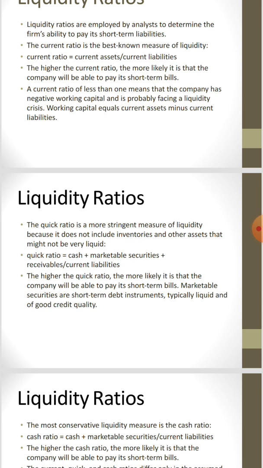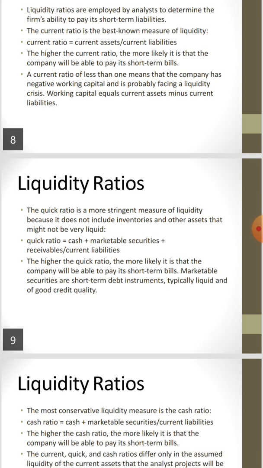And then we move on to the quick ratio. The quick ratio is almost similar to the current ratio, except that in the numerator, where we have current assets in our current ratio, we then subtract our inventory. Therefore, our quick ratio is equal to cash plus marketable securities plus receivables divided by current liabilities. Okay, also, it's the same as for the current ratio. The higher this ratio is, the more likely it is that the company will be able to pay its short-term bills.